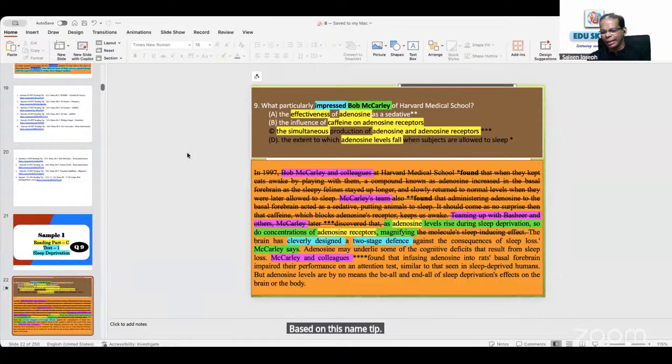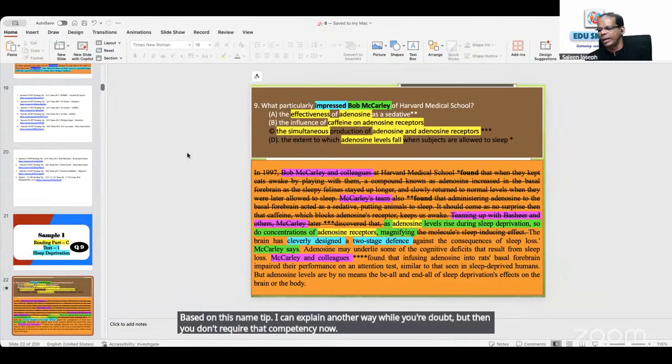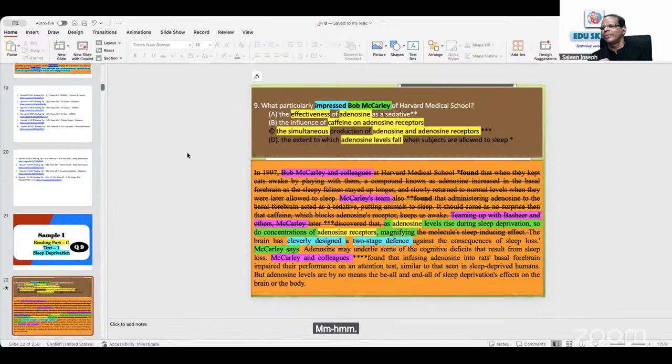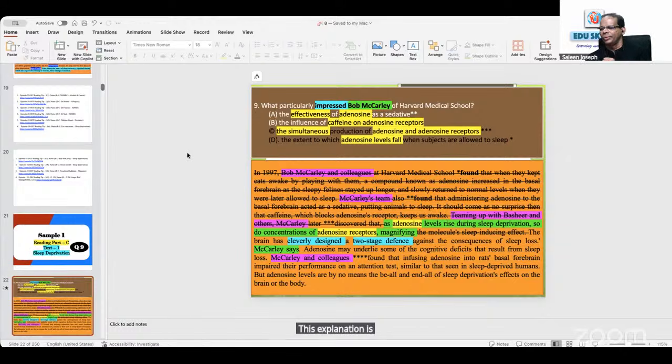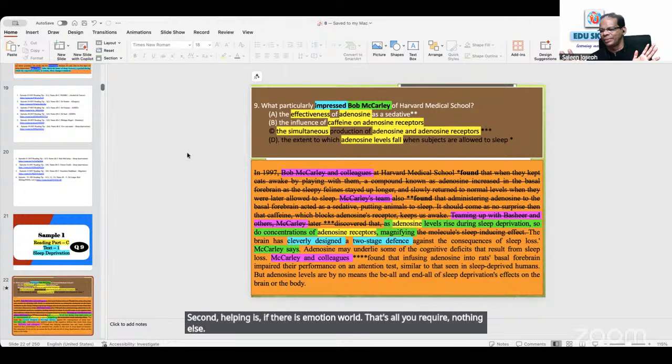I can explain another way for your doubt, but you don't require that competency now, unless you are interested in an A grade or A plus, 450 out of 500. If you are, this explanation is enough. When there is a name, the first thing is to look for the name in the text immediately. The second help is if there is an emotion word. That's all you require, nothing else.